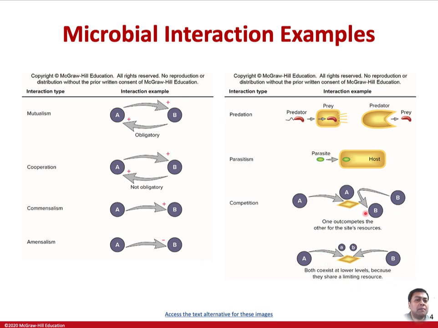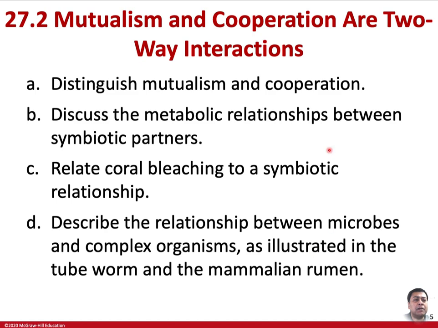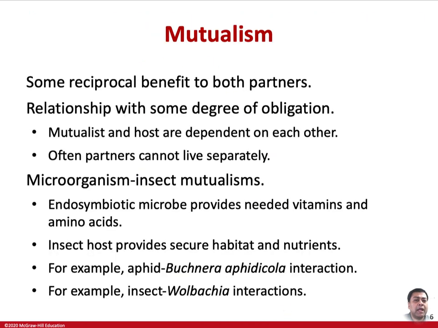So these are the main kinds of symbiosis that we are going to examine in this chapter. First, let's take a look at mutualism. We're going to talk about this first. Here we are looking at mutualism, where there is reciprocal benefit for both partners. This relationship has some degree of obligation; in a mutualistic relationship the partners are dependent on each other, and often the partners cannot live separately. That means that they are obligatory.